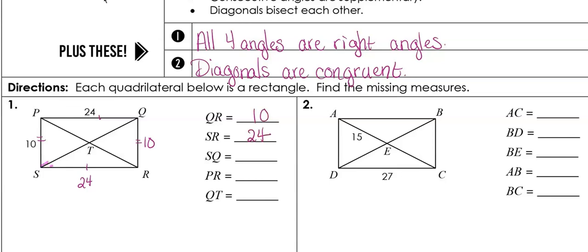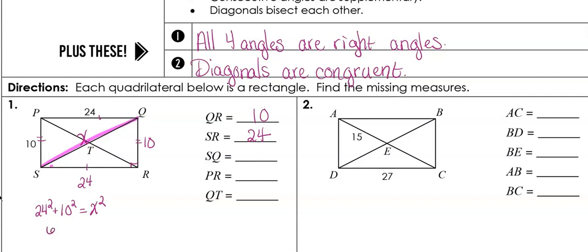Now let's find what SQ is. If you recall, all four angles are right angles, which form a right triangle. And the best way to find the missing side of a right triangle, especially when you're given 2 sides, is the Pythagorean theorem, which is a squared plus b squared equals c squared. In this case that's going to be 24 squared plus 10 squared equals x squared. That x squared is SQ, what we're trying to find.